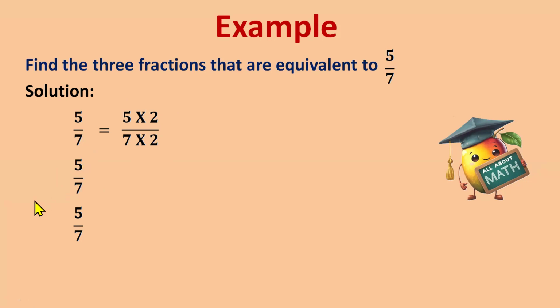Now for the second, I'll be multiplying with 3, because after 2 it is very convenient and easy for me to calculate. So 5 multiply 3 and 7 multiply 3. After 2, 3 comes. After 3, I'll multiply with 4: 5 multiply 4, 7 multiply 4. Now you can see one thing very clearly, that the denominator and the numerator are multiplied by the same number.